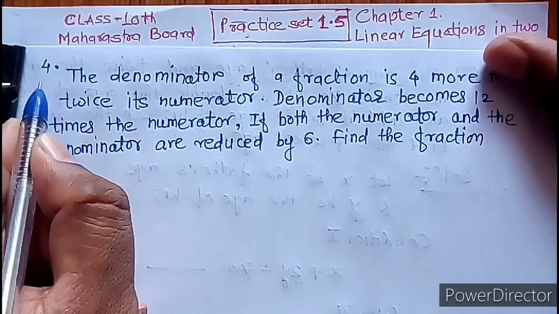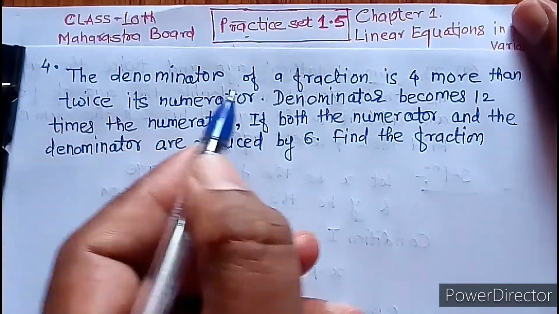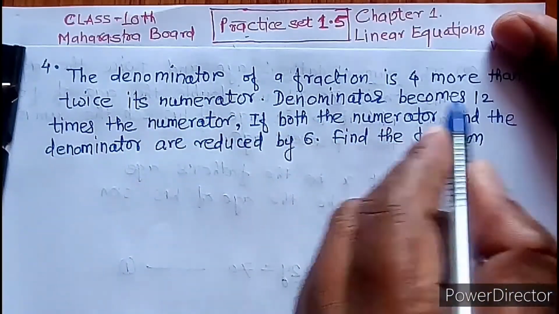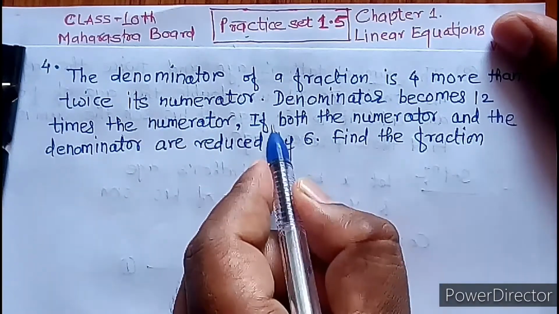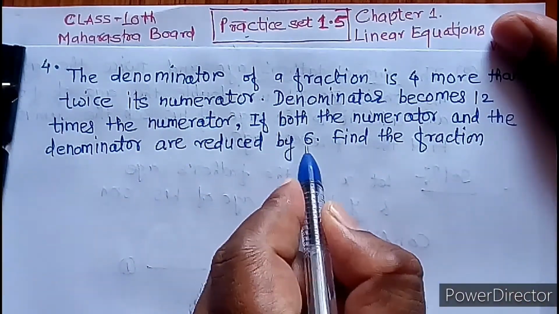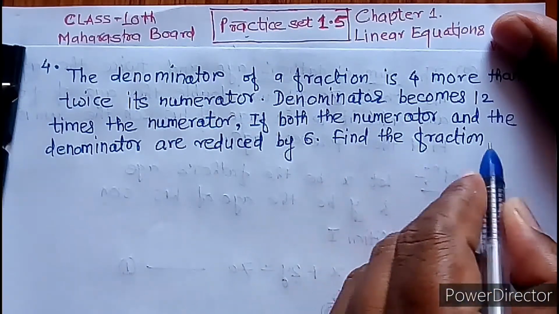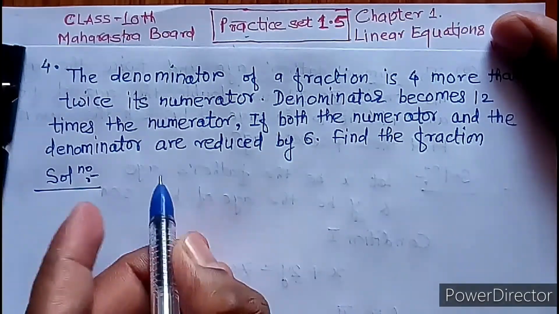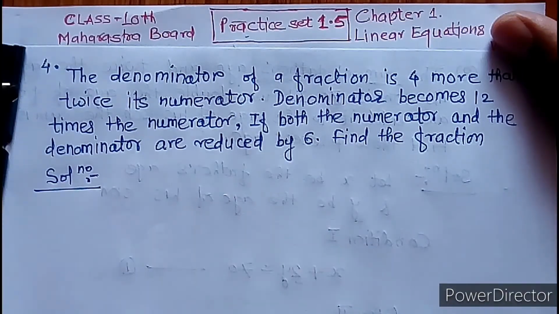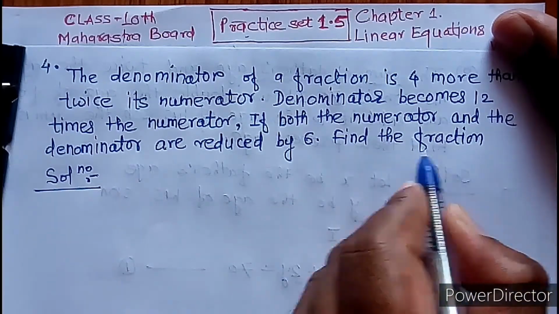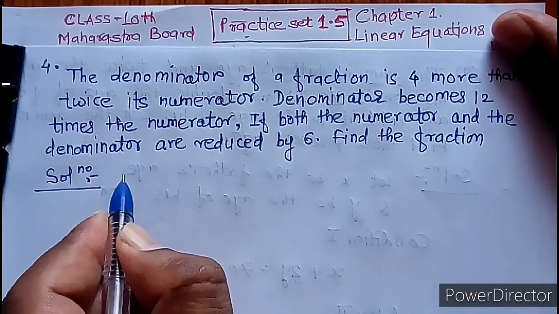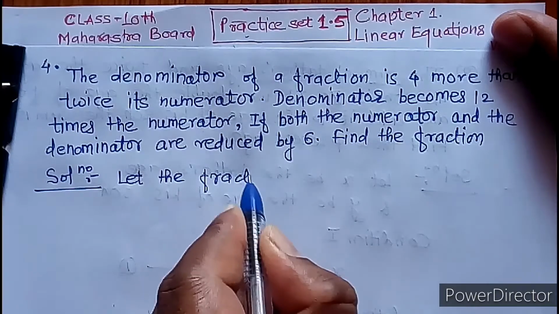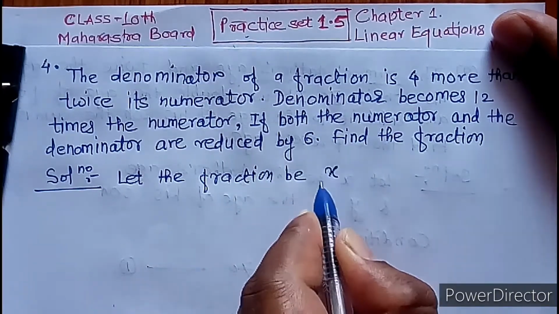Practice set 1.5, question number 4: The denominator of a fraction is 4 more than twice its numerator. The denominator becomes 12 times the numerator if both the numerator and the denominator are reduced by 6. Then find the fraction. Write down the solution part. Understand this question thoroughly. Now we have to find the fraction. We don't know the fraction, that's why we assume it. Let the fraction be x by y.